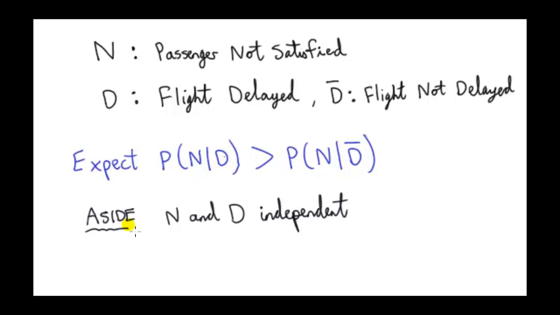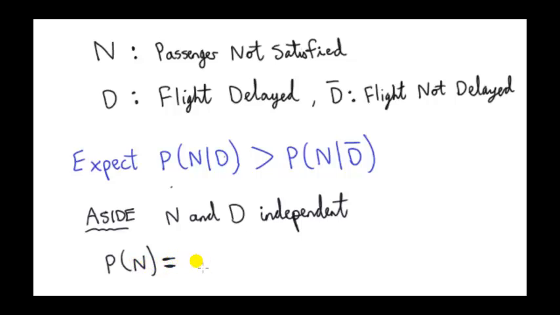Now, as an aside, let's look in more detail at the situation where N and D are actually independent, and we will show that in that case this probability will equal this probability. Okay, it won't be greater than it, it'll actually equal it as we'd expect. Both probabilities are the same, regardless of whether the flight is delayed or not. Okay, so to do that, we can look at the probability of a customer not being satisfied. That's not conditioned on anything. And let's see how that comes about.